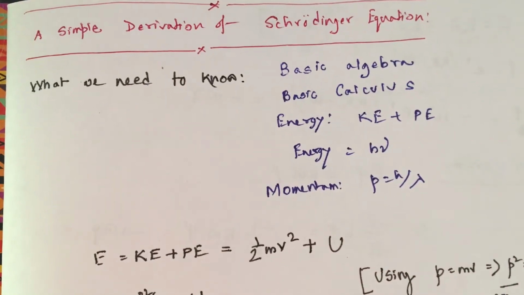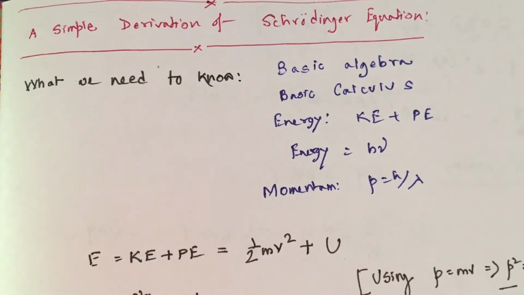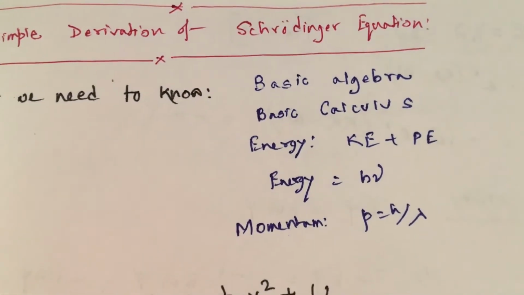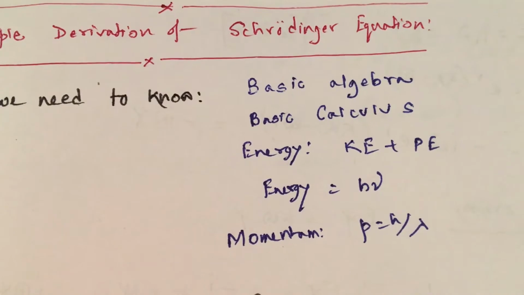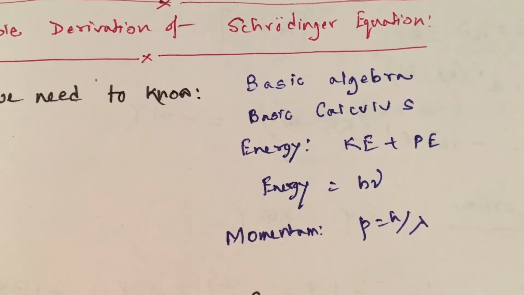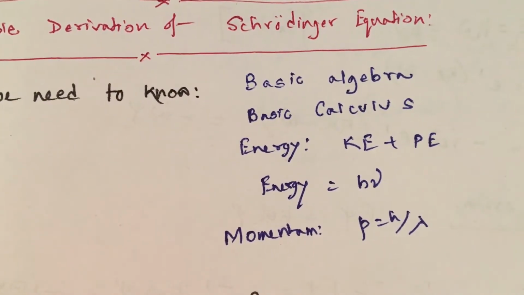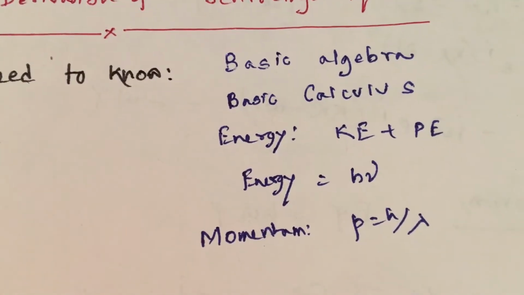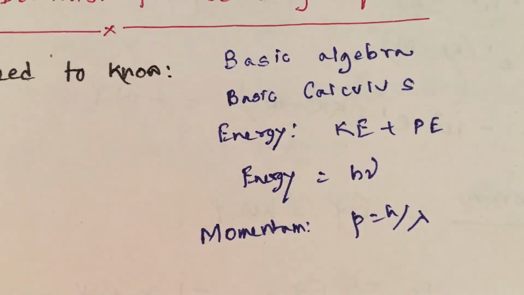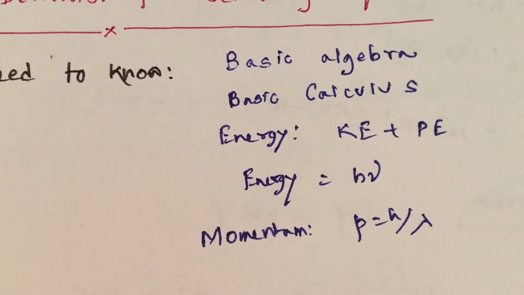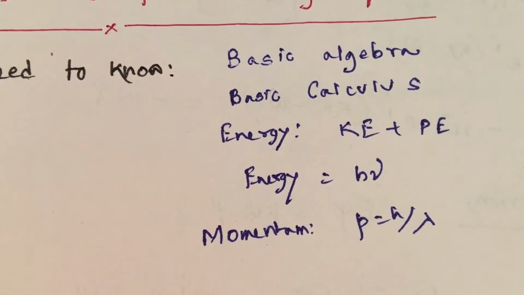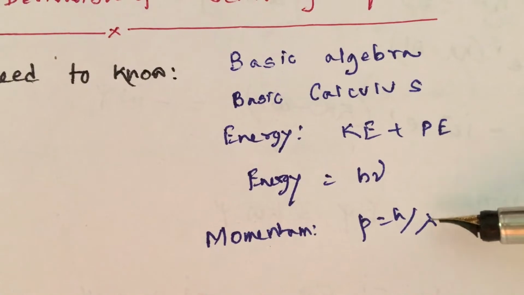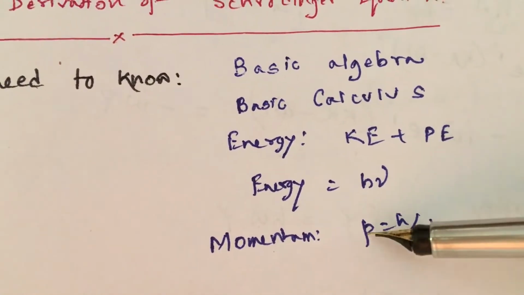Let's start our quantum mechanics series with a simple derivation of the Schrödinger equation. We need these things: basic algebra, basic calculus, and of course we know that total energy is equal to kinetic energy plus potential energy. Energy is expressed as h nu, where h is Planck's constant, nu is frequency, and momentum is given by the de Broglie relation. This is the particle property, this is the wave property. So this is basically a relation between particle and wave property.